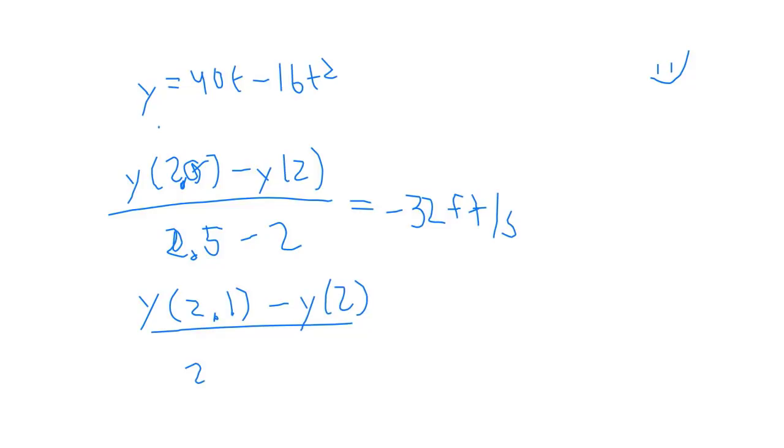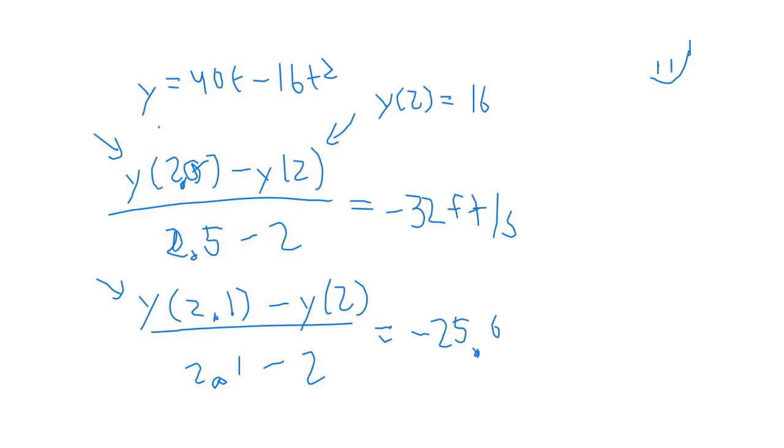But essentially, this is what you would be doing. As you plug in new values for y, you really only need to evaluate this one once. So in this case, y of 2 is equal to 16. You can see that if you plug in 40 times 2 minus 16 times 2 squared, that gives 80 minus 64, and that gives 16.